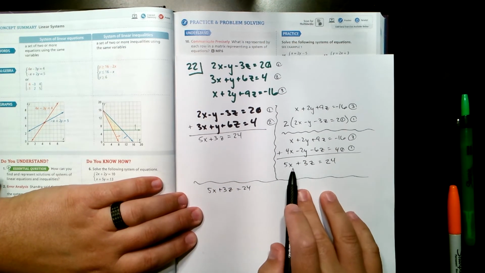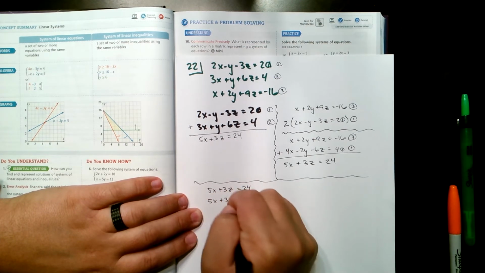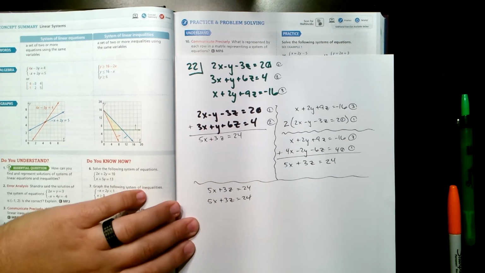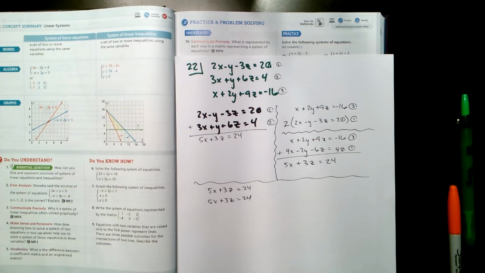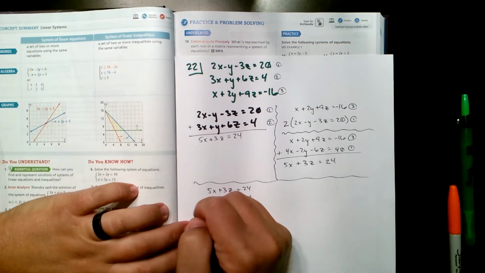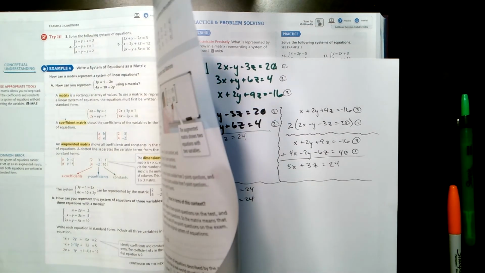I've got 5x plus 3z equals 24. 5x plus 3z equals 24. And now if I look at this, again, take a step back. You're looking at eliminating one of the two variables. It doesn't matter which one. In this case, it's kind of a unique situation.